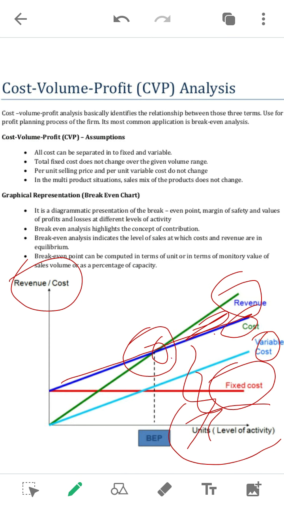After BEP, a company earns profit, but below the BEP, a company cannot earn profit. So in the next classes, I will try to give a proper concept about the BEP. Now it is an abbreviated, concise concept. I will give the details in the next classes about BEP.